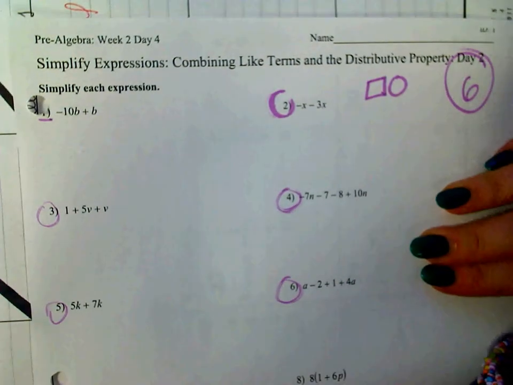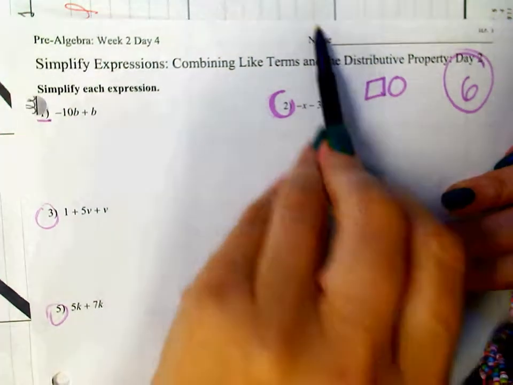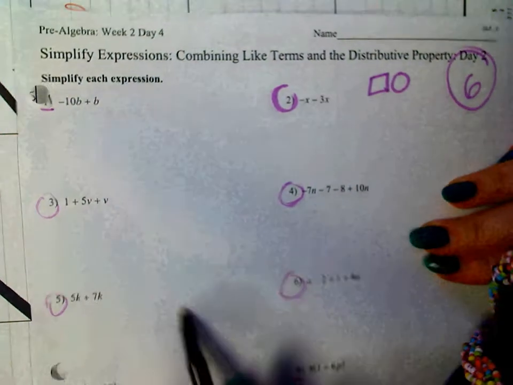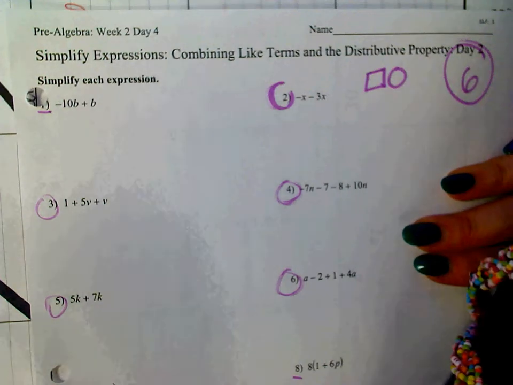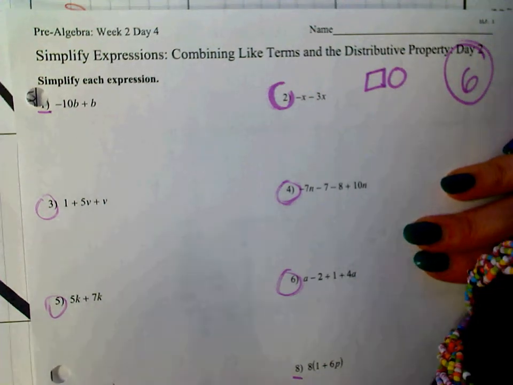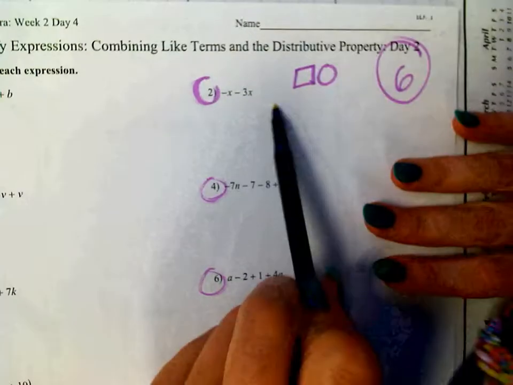We are working on combining like terms for these 6 problems. It says distributive property, but we did the distributive property ones in class. So right now we're just going to be doing the shapes and we're just combining like terms. We're just practicing that. Okay, so for number 1, remember, look back at your shapes.